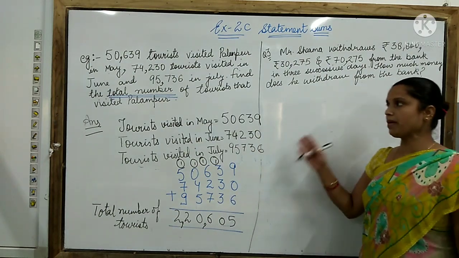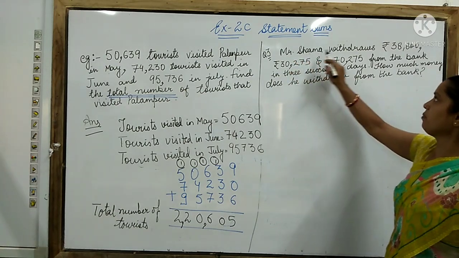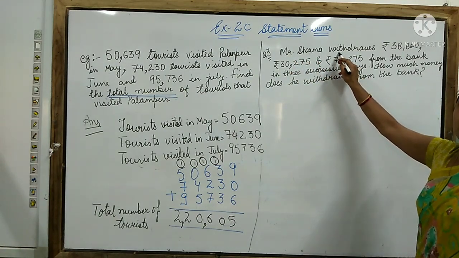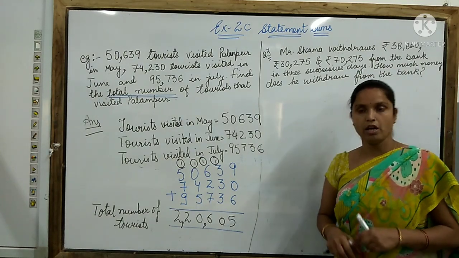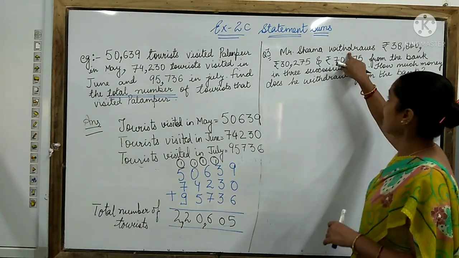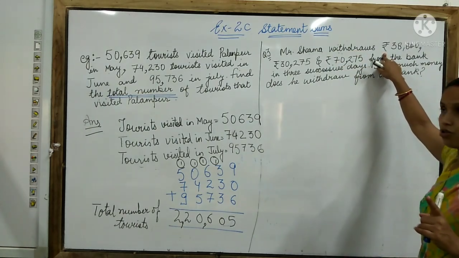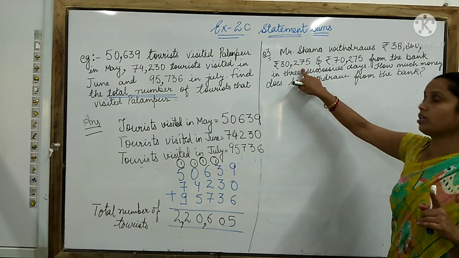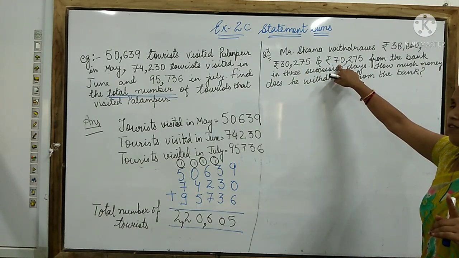Okay? Now stepping ahead to the next question, let's read it. Mr. Sharma withdraws. What is the meaning of withdrawing? Withdrawing means to take out. Okay? Now he has taken out. What has he taken out? He has taken 38,000 rupees. Then he took out 30,000 rupees. Then he has taken out 70,275.